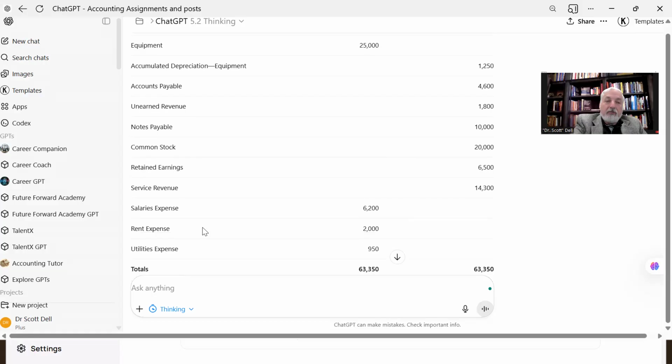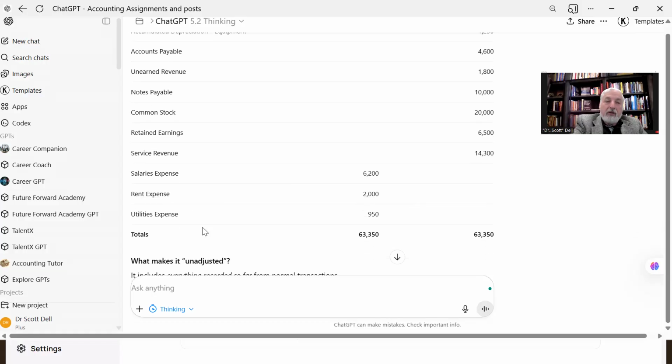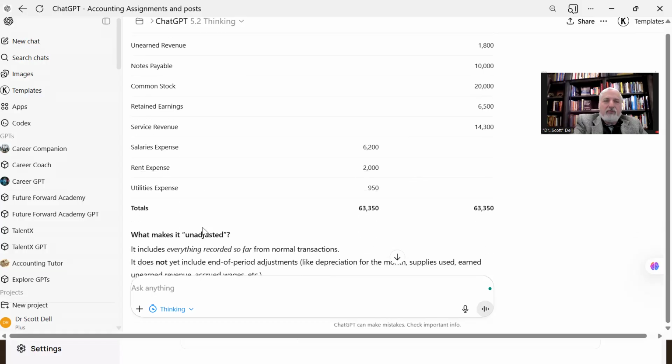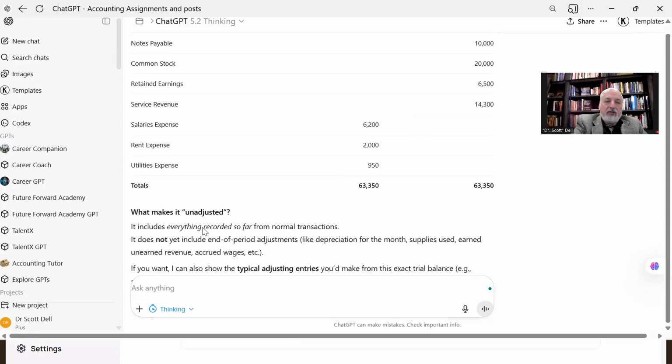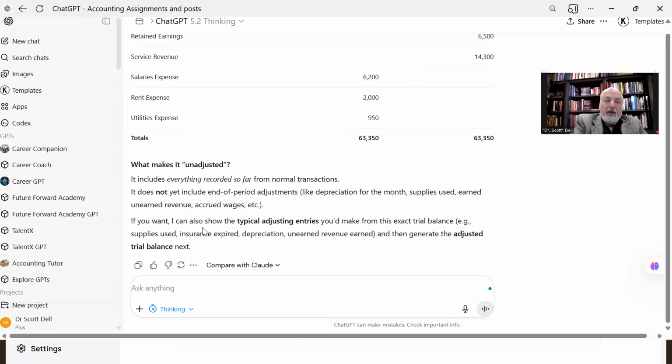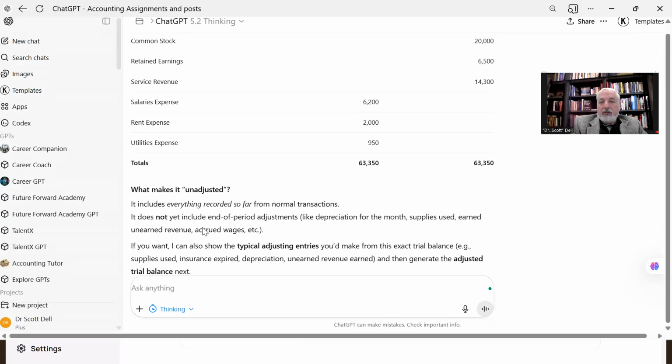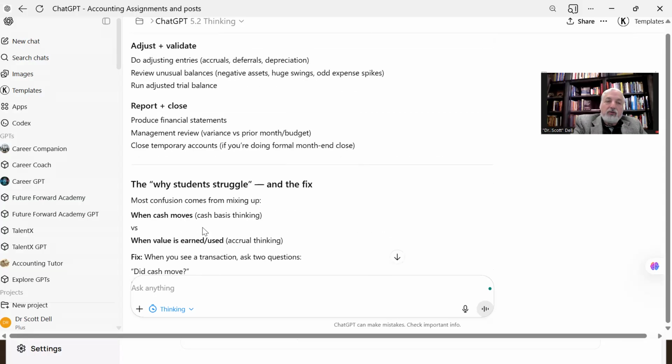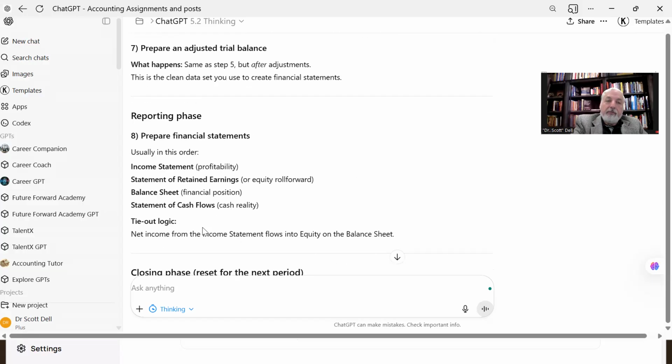Then we have common stock, retained earnings. Oh, that's equity. We have service revenue, that's revenue, cool. And salaries expense, rent expense, utility expense, and our debits equal credits. Our total columns are equal. So that's what a trial balance looks like.